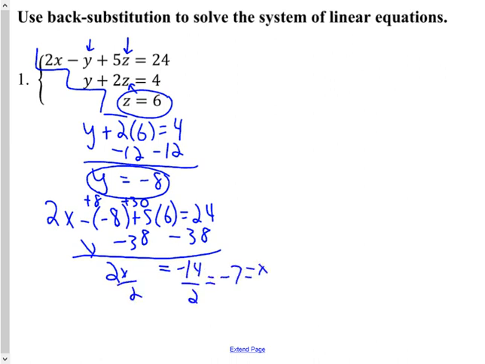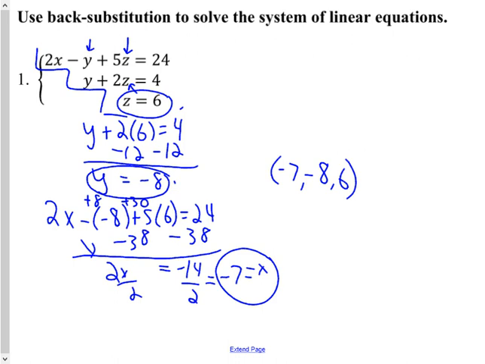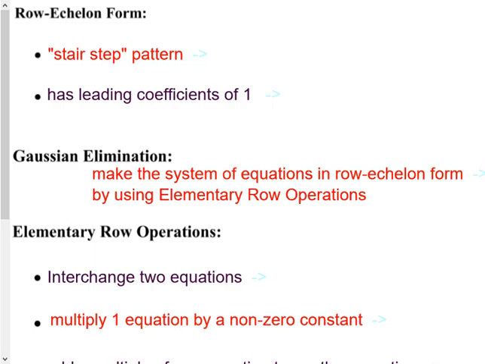Now, with all three pieces, we form our answer of negative 7, negative 8, positive 6 as our ordered triple. Row echelon form is what that stair-step pattern is called that we just found. Generally, your leading coefficients are 1, but that's not necessarily the rule. If you go back for a second, we had a 1y here and a 1z, but we had 2x, so it's not limited to being 1s in front. However, when you do the operation on your calculator, eventually it will try to make sure it starts with 1.